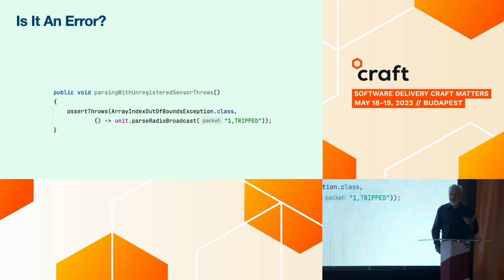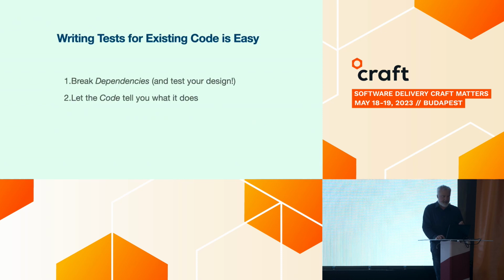Using tests to document these cases is fine if we choose not to deal with them immediately. But the thing I want to get to with this is that writing tests for existing code really is easier than most people think it is. The hard part is really breaking dependencies in order to actually write the tests for things. And then the next thing is letting the code tell you what it does.